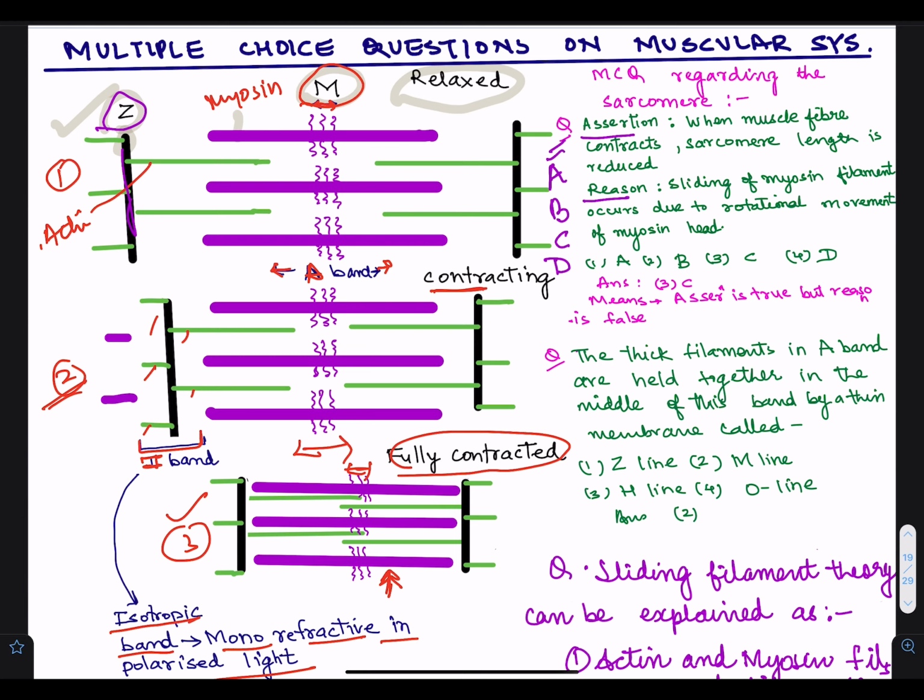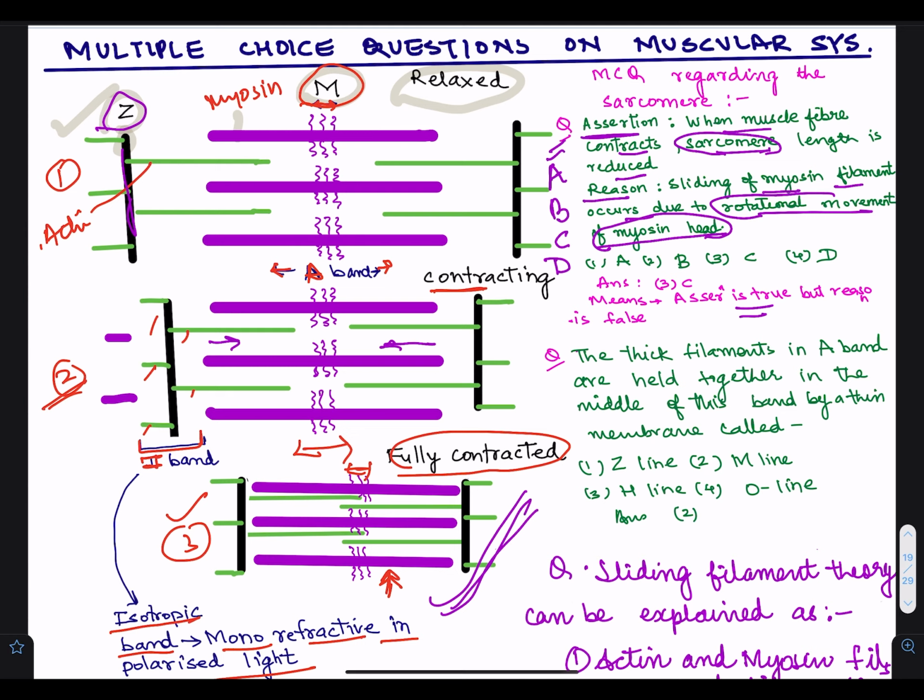So now, what does it say? Assertion says that when muscle fiber contracts, sarcomere length is reduced, and the reason they are giving is sliding of myosin filament occurs due to rotational movement of myosin head. Now, the assertion is true. Yes, the sarcomere length will reduce, as we can very well see in this diagram number 3. The length is reduced. But it is not due to the rotational movement of myosin head. No, the myosin filament is not moving, only the actin is moving.